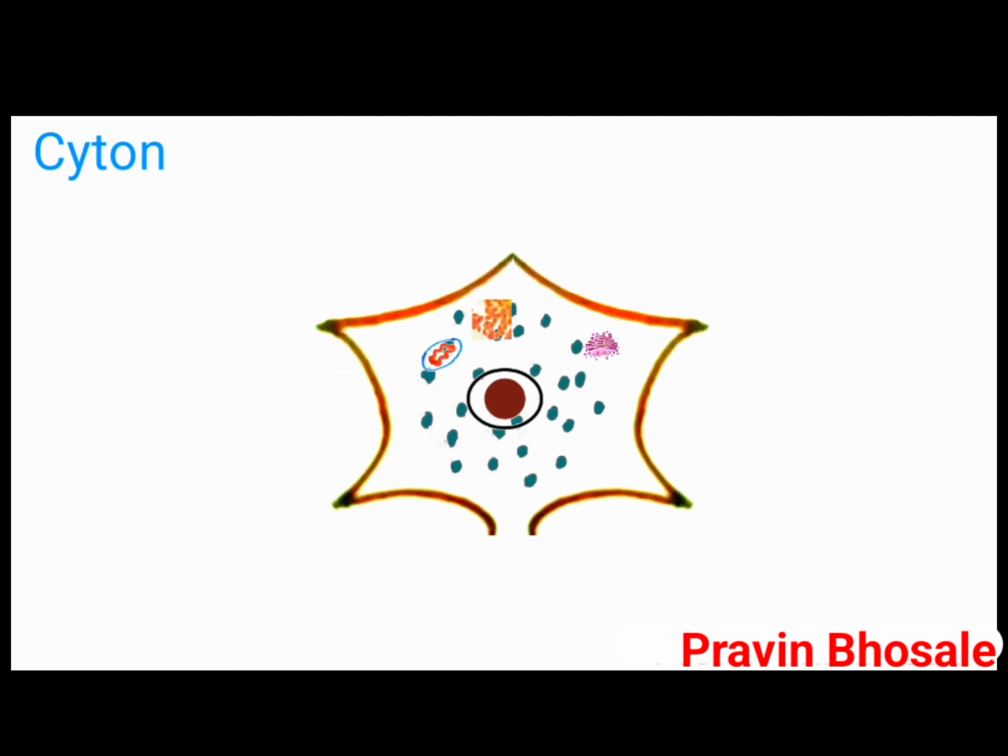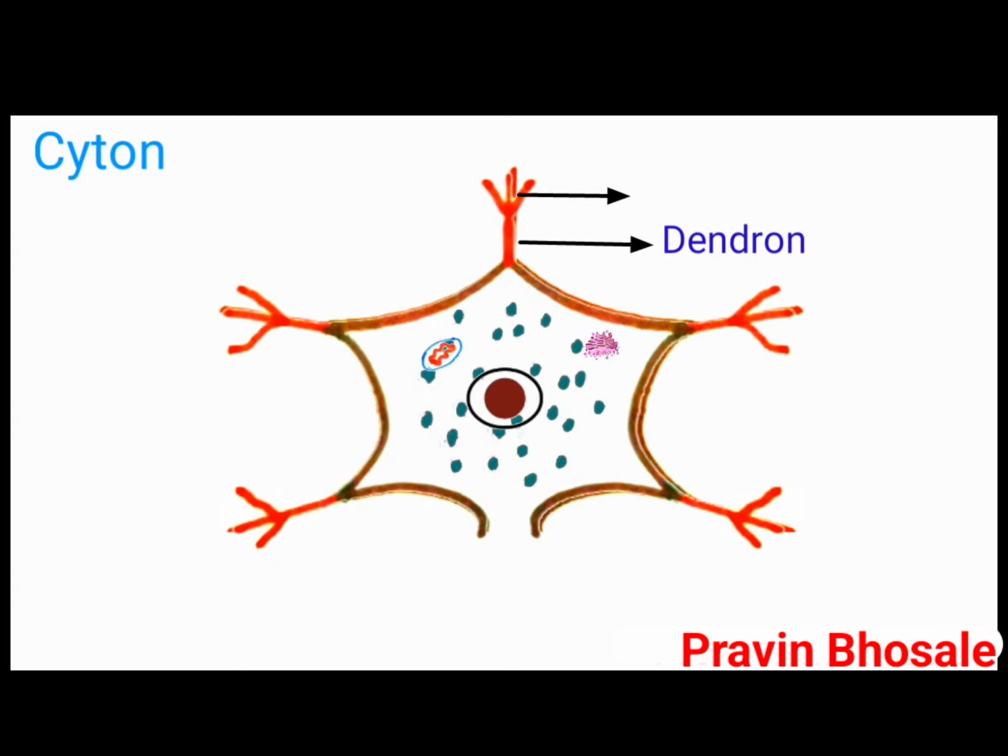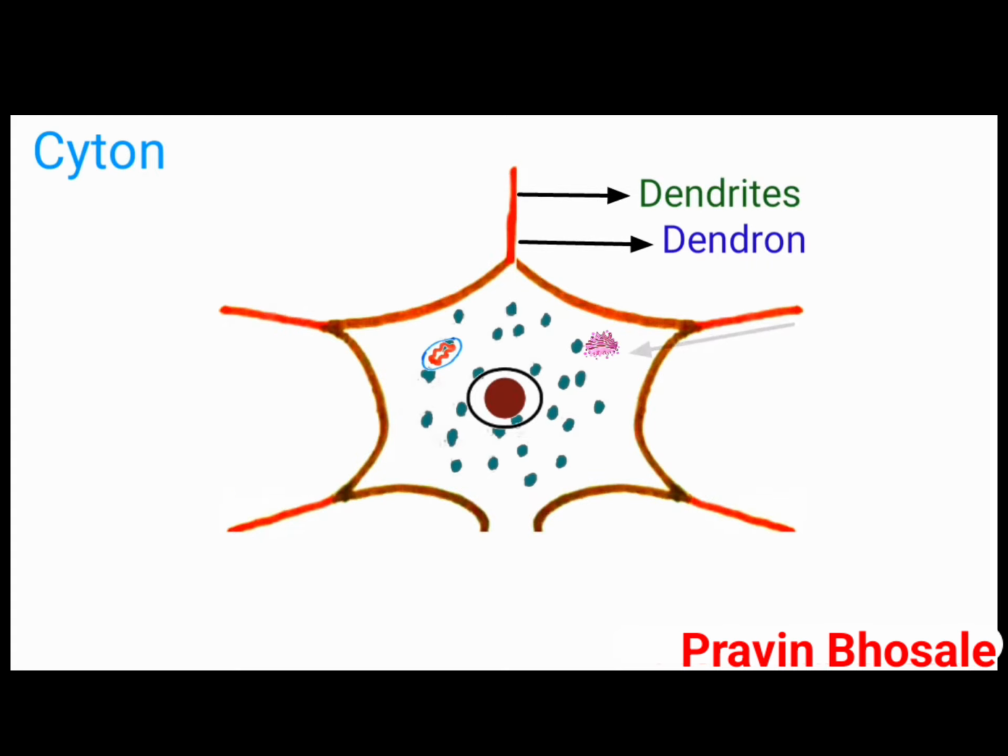Cytoplasmic extensions, that is processes. Dendron: they are short unbranched processes. The fine branches of a dendron are called dendrites. Dendrites carry an impulse towards the cyton.